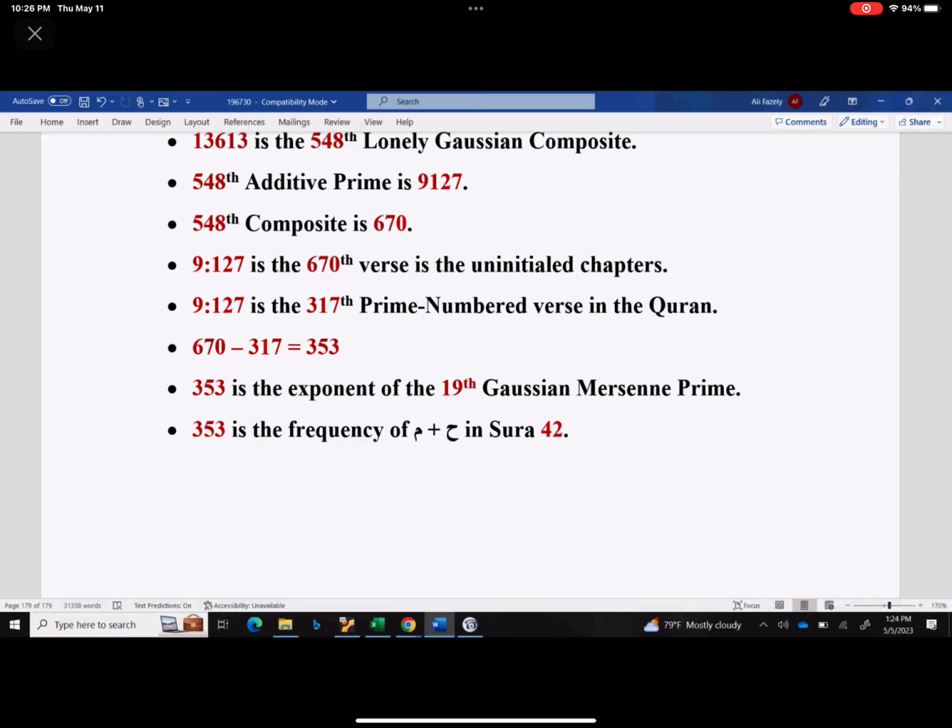Can you imagine that? This is absolutely mind-boggling. This shows the flawlessness of this scripture. And this 353, which is the 19th Gaussian Mersenne Prime, is this century's stuff. It's not the 20th century, it's the 21st century. We didn't know about these things before, and they could not have been explained in the 20th century. So think deeply about these things that I'm telling you. These are not to be played with. This is not fiddling with numbers.